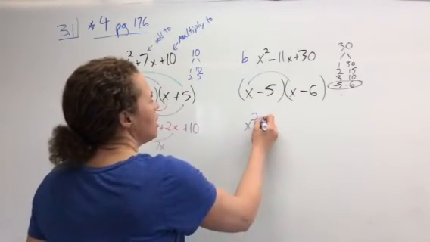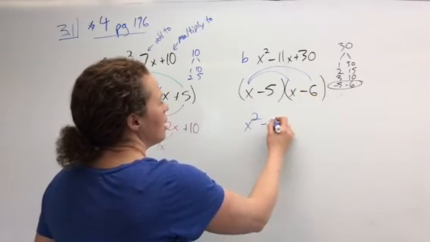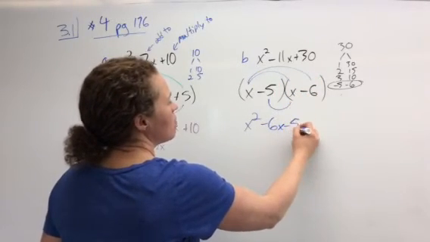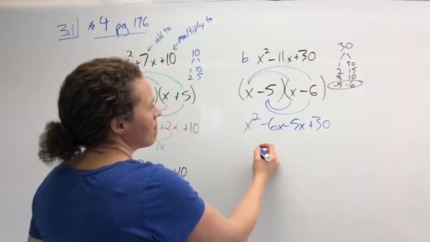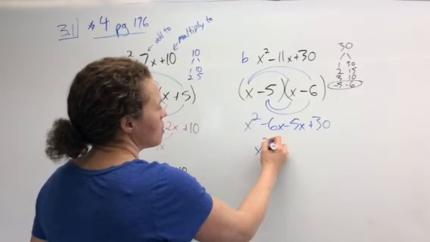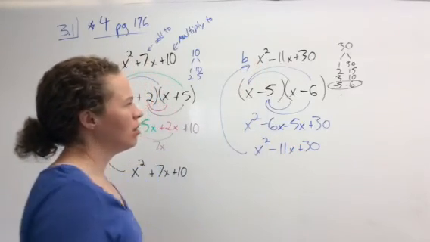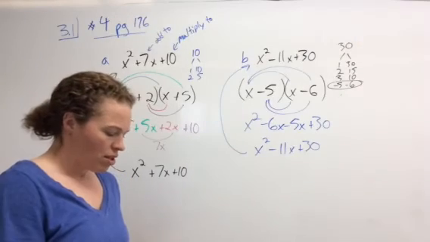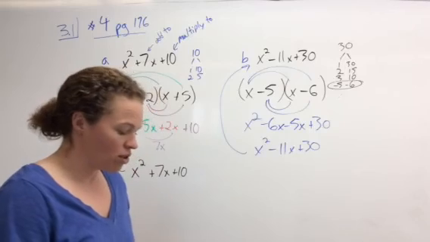So I go x squared, minus 6x minus 5x plus 30. So that gives me x squared minus 11x plus 30. Look back up there. Yes, it's the same thing. So give that a try. This all should be review.